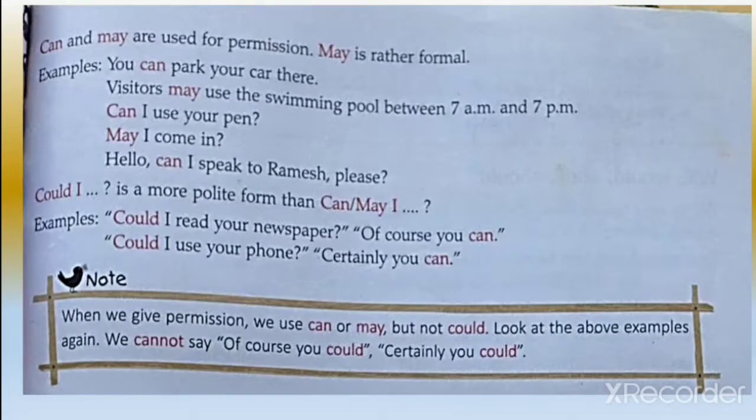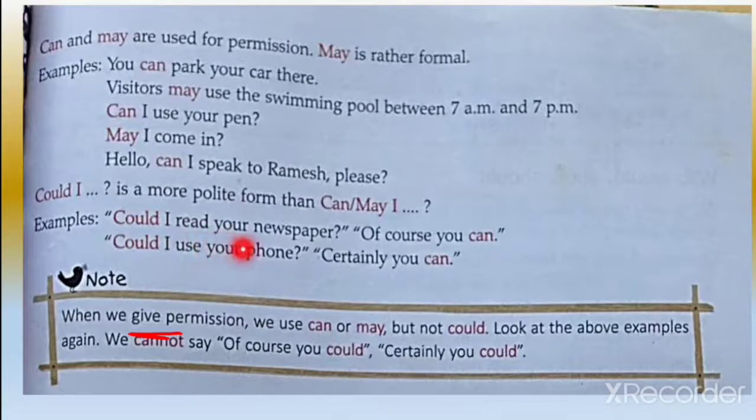Now look at the note here. When we give permission, we use can or may, but not could. Students, don't be confused. Here it is written, when we give permission, not take permission. When we give permission, we use can or may, but not could. Look at the above examples. Again, we cannot say, of course you could, or certainly you could.